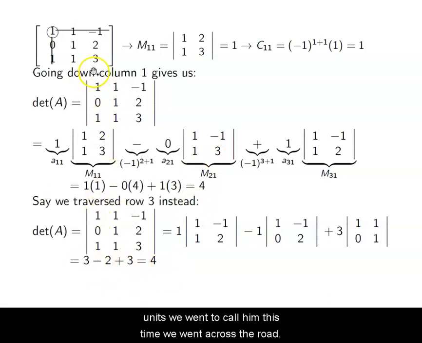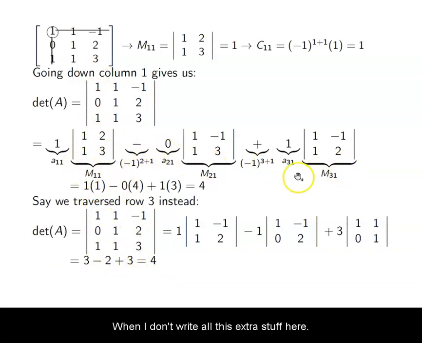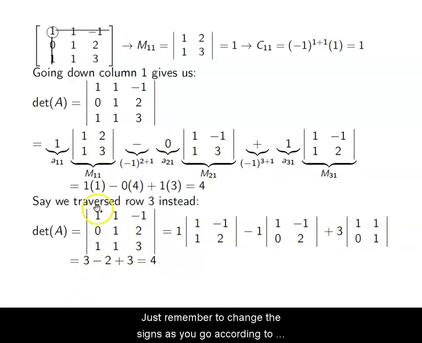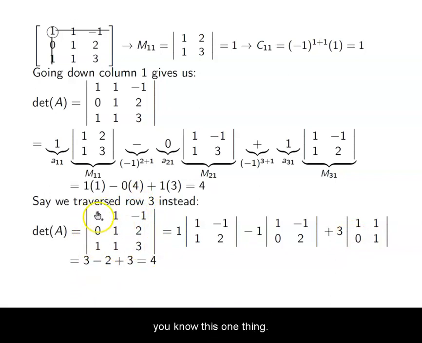So last time you noticed we went in a column. This time we went across a row. When I don't write all this extra stuff here, it's pretty clean, right? Just remember to change the signs as you go, according to, you know, this one being plus. And then erase the row, erase the column, find the next determinant. 3x3 matrices are not too bad.